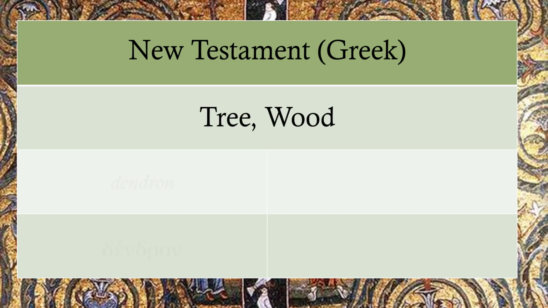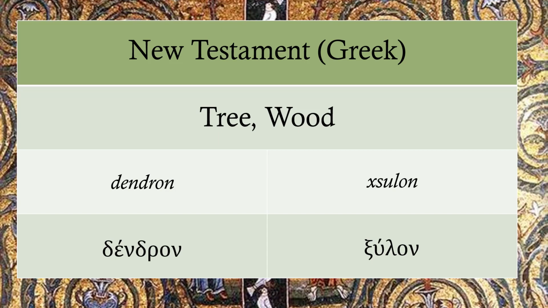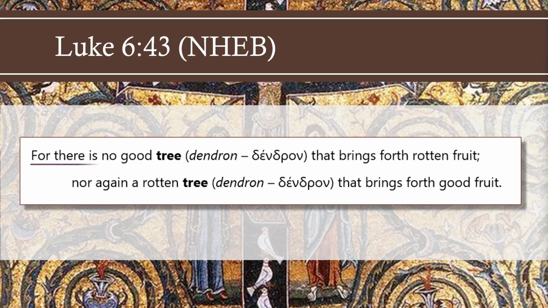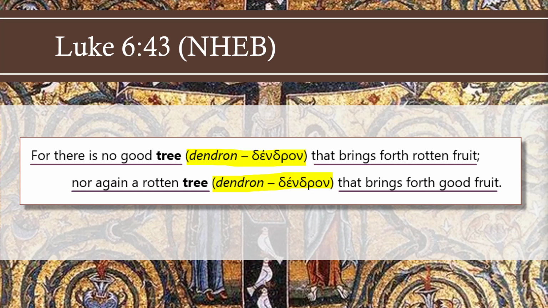Now, the first one is dendron, and the second one is xulon. It's kind of like an X, xulon. And dendron, well, that's the one that's used for a living, a growing tree, a tree that's defined by its fruit. So, for example, in Luke 6:43, we find the word dendron. "For there is no good tree, dendron, that brings forth rotten fruit, nor again a rotten tree, dendron, that brings forth good fruit."